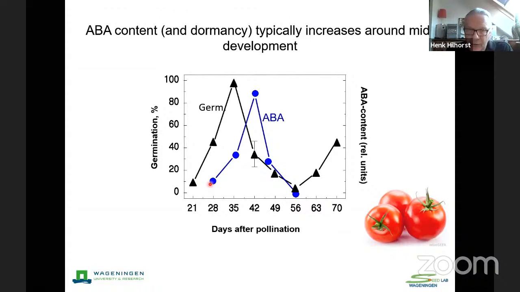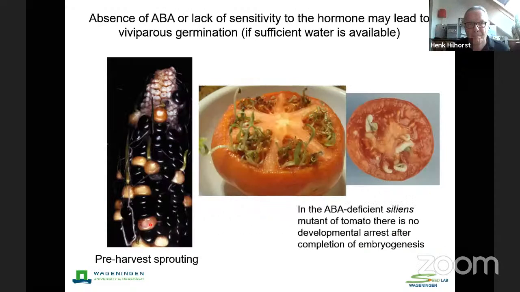If you look at the ABA content, you can see that when the ABA content increases in the seed, the germinability decreases. Here the ABA content is very low, and then the seeds lose their dormancy gradually. This is also a very general picture that you find in many, many species. Now, if there is no ABA or if there is a lack of sensitivity of the plant to this hormone, you may see viviparous germination. And another name for viviparous germination is pre-harvest sprouting. I will come back to pre-harvest sprouting.